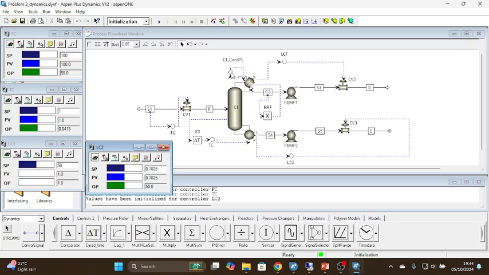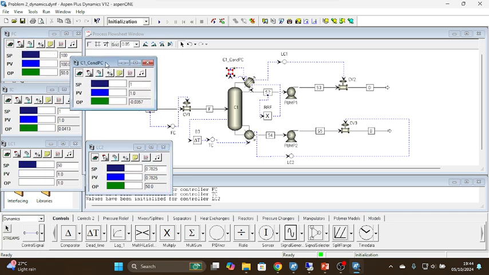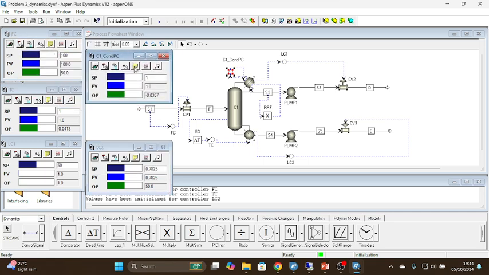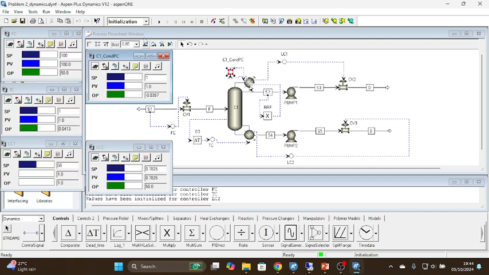And this is our 5th controller. This is also a proportional controller. So this is reverse. If you remember, we did not add this controller. It had come when we generated this dynamics page initially. So now this is done. We are going to change this mode into dynamic, and now we are going to run the simulation.